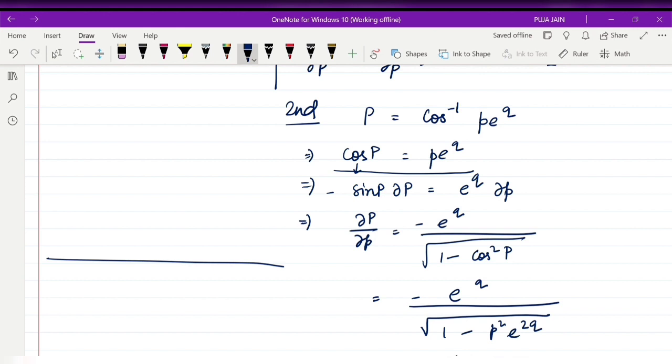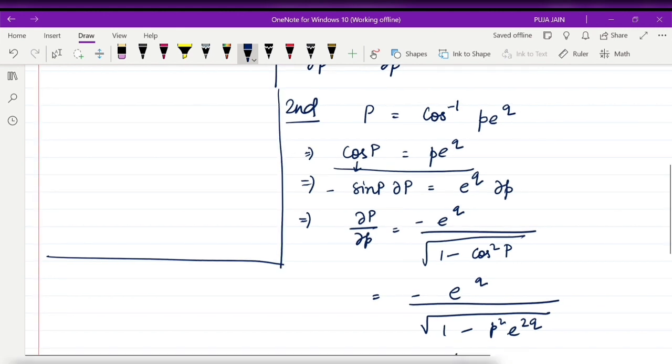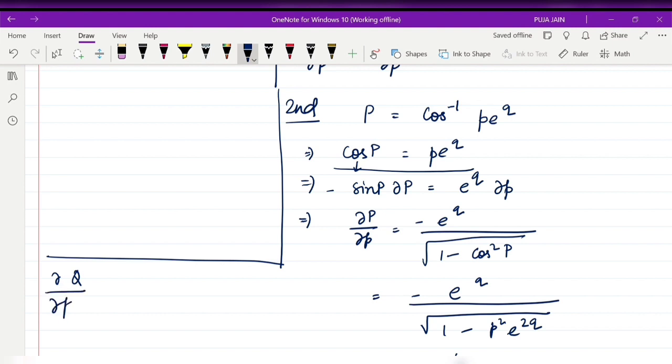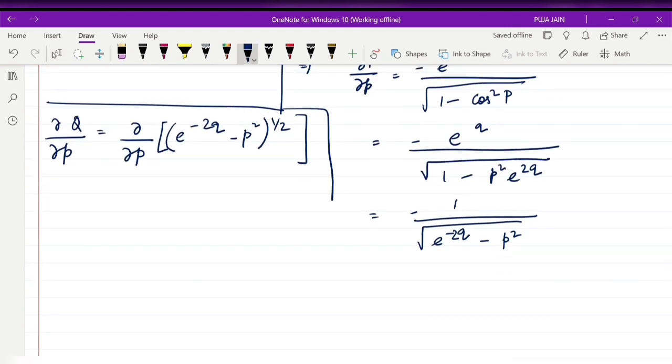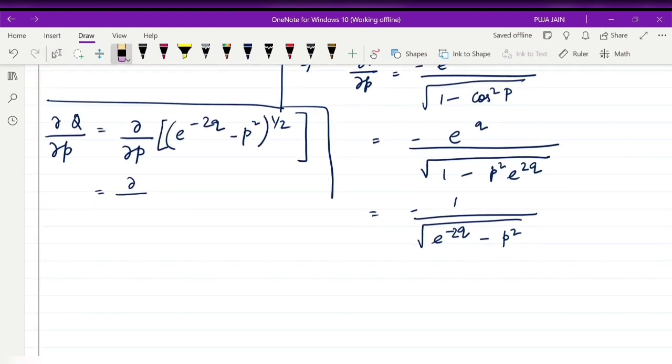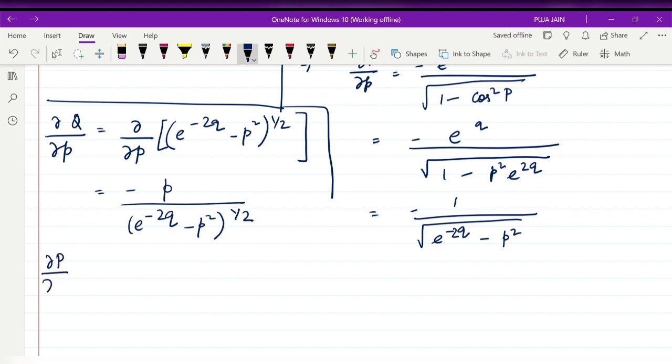Now del q del P. So del P of Q is given by e to the minus 2Q minus P square whole to the power half. Okay. So del P. So we will get here minus P by e to the minus 2Q minus P square whole to the power half. Now next is del P by del small p.